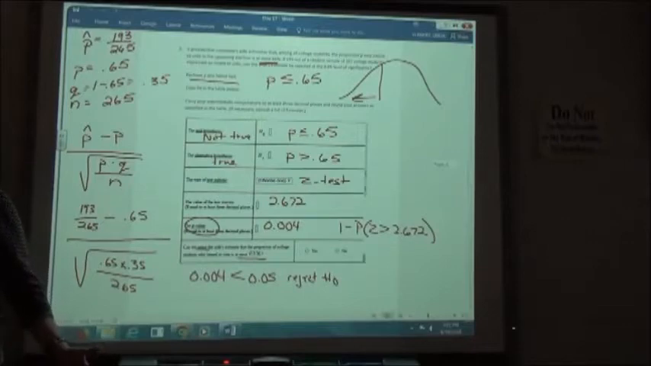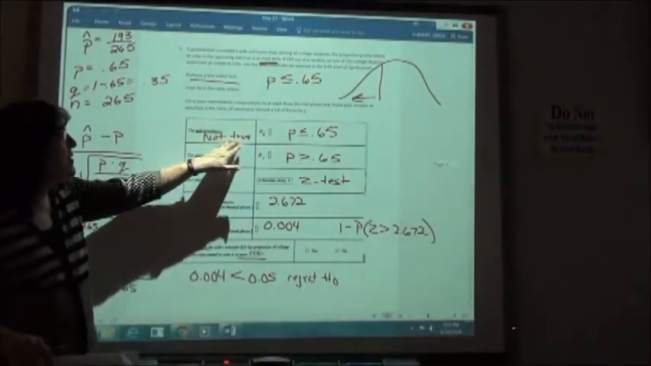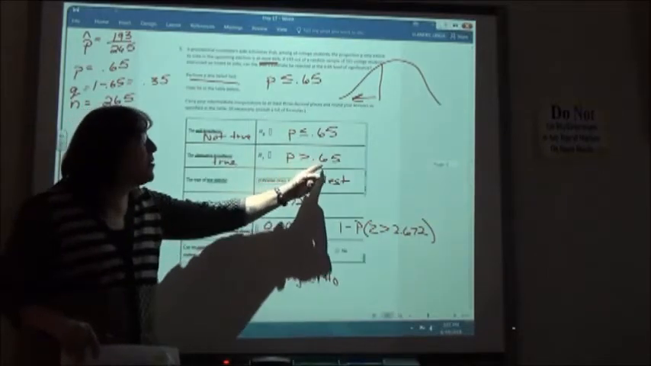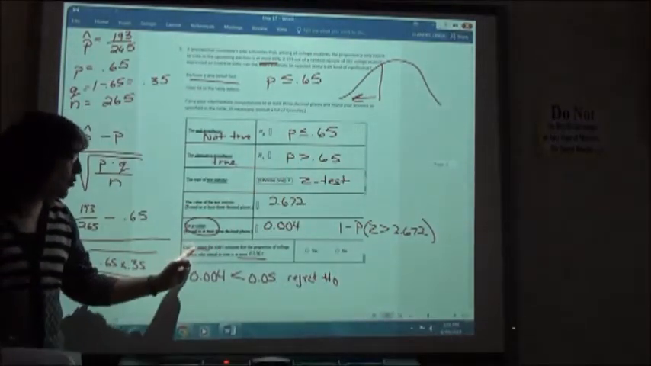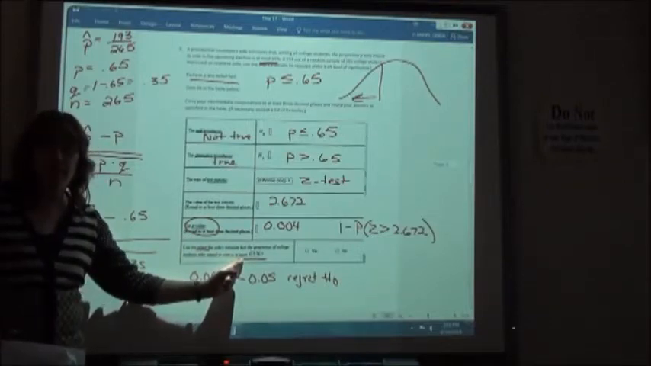That's the hard part, trying to decide yes or no, isn't it? Yeah, I know. So, we are going to reject the null. We're saying this is not true, so this is true. We're saying P is greater than 65%. So can we reject that it's at most 65%?